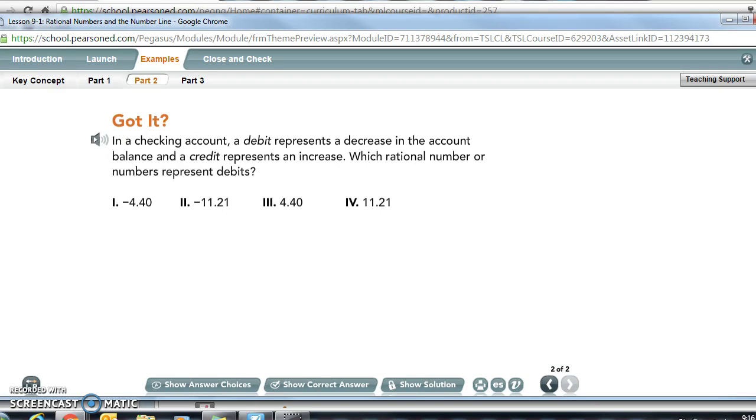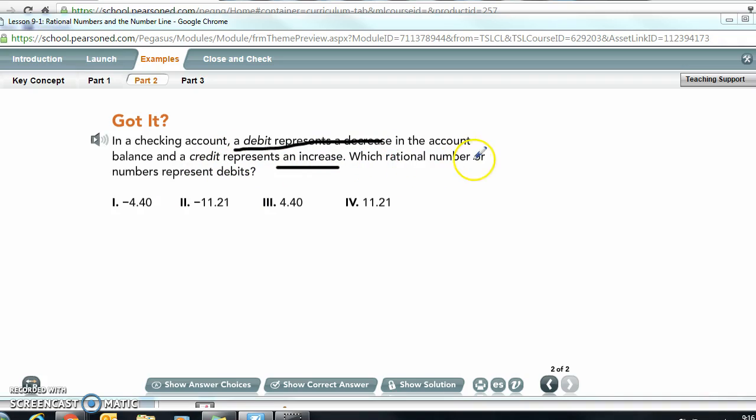Okay, in a checking account, a debit represents a decrease in the amount balance, and a credit is an increase. Which rational number or numbers represents debit? Go ahead and circle which ones you think represent debit. Remember, debit represents a decrease. Circle which ones are debit, and then move on to part 3 with me.